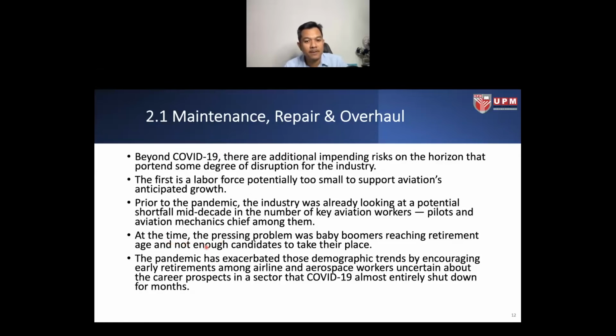So at the time, the pressing problem was the baby boomers, who were already reaching retirement age, and not enough candidates to take their place, to replace the people who had already retired. The pandemic has exacerbated those demographic trends by encouraging early retirements among airline and aerospace workers, uncertain about the career prospects in a sector that COVID-19 almost entirely shut down for many months, right?